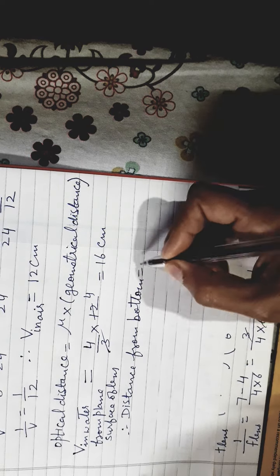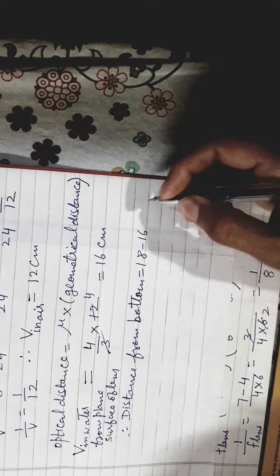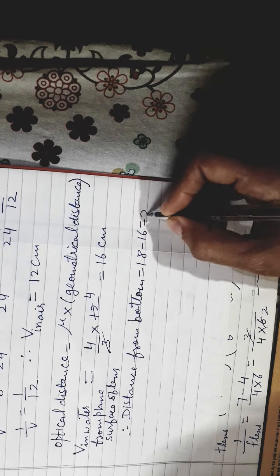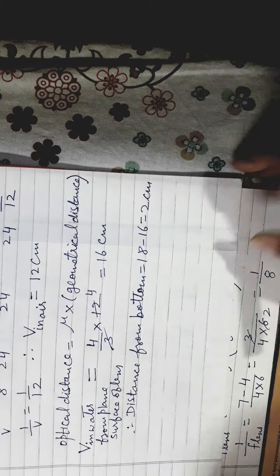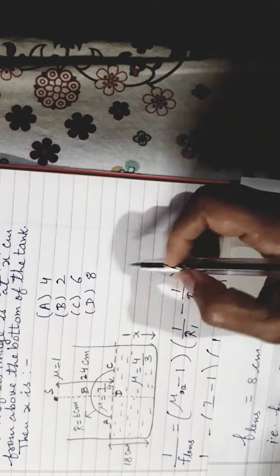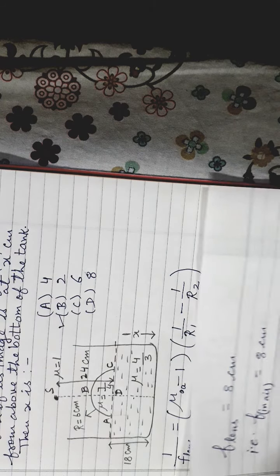That will be 18 minus 16, which is equals to 2 centimeter. So this is your answer. Now look at the options 4, 2, 6, 8. So 2 centimeter is your correct option B. So this was your question. I hope it is clear.